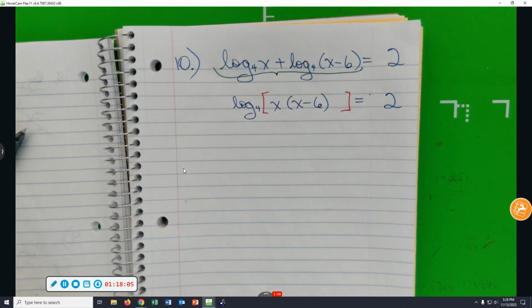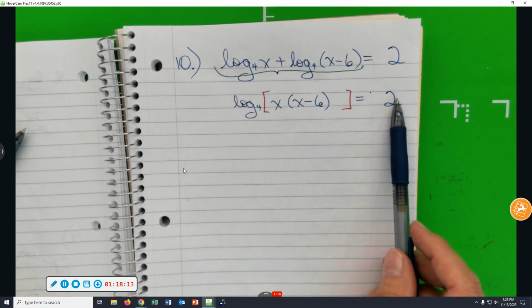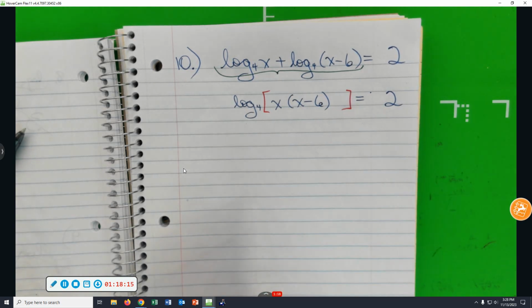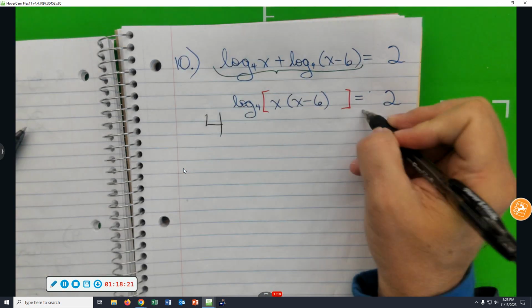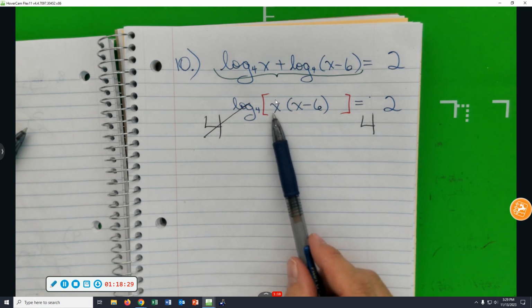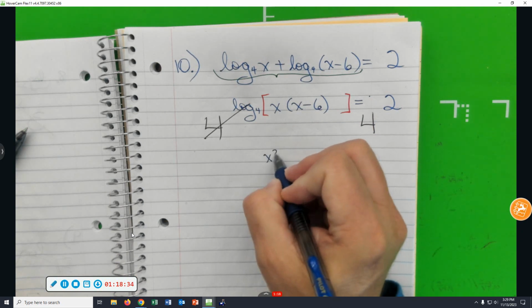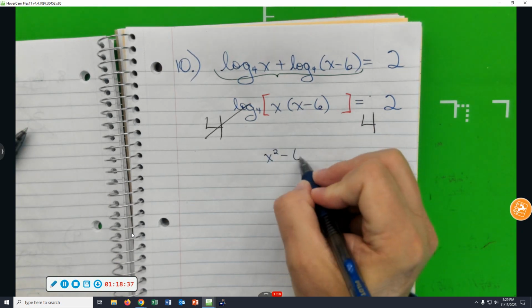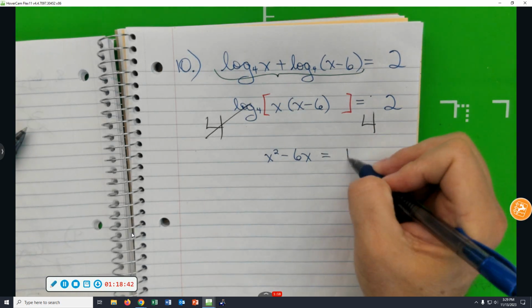And once you have it in that form, single logarithm equals a number, you can cancel out the log notation. I'm going to turn everything here into exponents. What am I going to write down here as the base? 4, it's the same as that base there. 4 to the log base 4 cancels out. They're inverse functions. So here we'll have to distribute the x. What's that going to give me? x squared minus 6x equals 4 squared, which is 16.